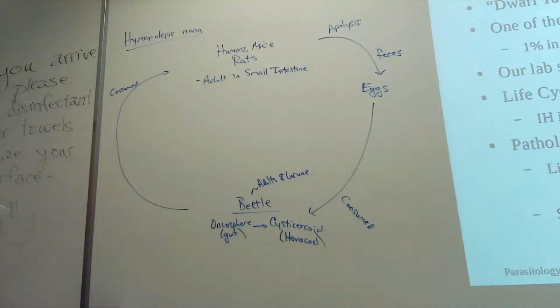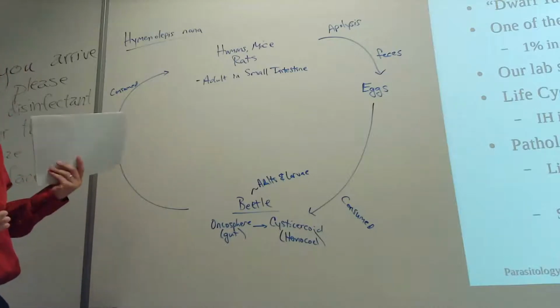We then consume the beetle with that cysticercoid, and our cysticercoid, the scolex evaginates in the small intestine, where it then attaches and develops to our adult. Really interesting life cycle, right? Almost? Not quite yet. So, this is a simple life cycle.